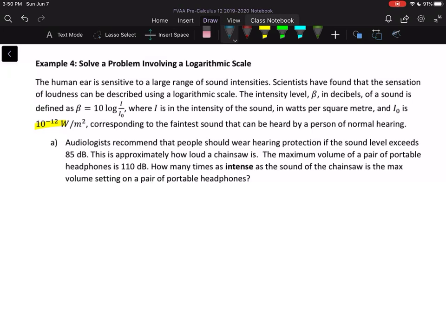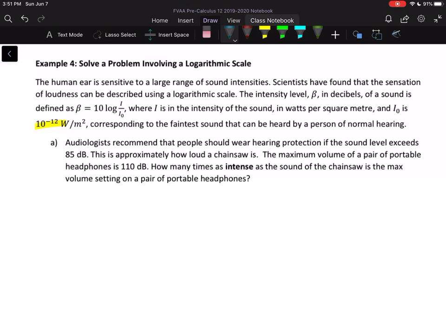Okay? Audiologists recommend that people should wear hearing protection if the sound level exceeds 85 decibels. This is approximately how loud a chainsaw is. The maximum volume of a pair of portable headphones is 110 decibels. How many times as intense as the sound of a chainsaw is the max volume setting on a pair of portable headphones? Okay, so we want to know what the difference is here.